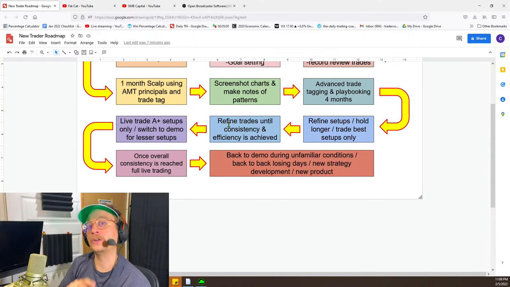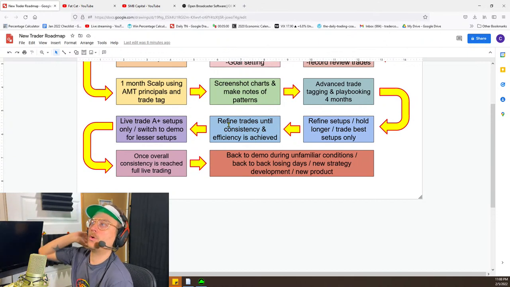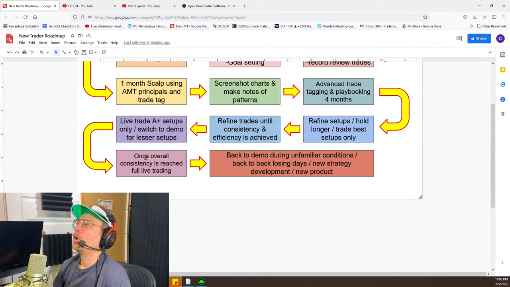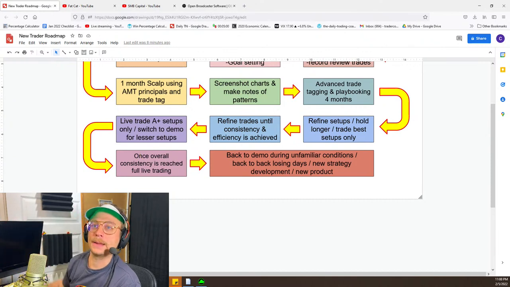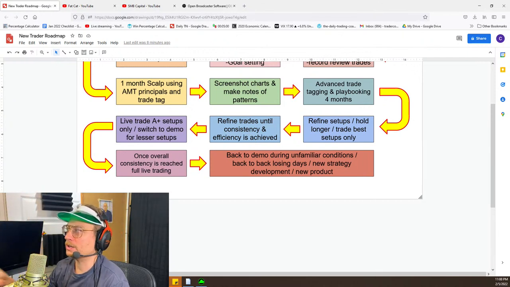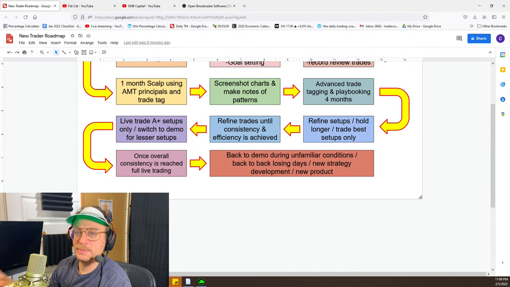Start to live trade or go to a combine your A-plus setups only. Switch to demo for lesser setups. Once overall consistency is reached, full live trading. But we can go back to demo during unfamiliar conditions, or if we have back-to-back losing days, we're in a trading slump, or if we're experimenting with a new strategy or trading a new product.